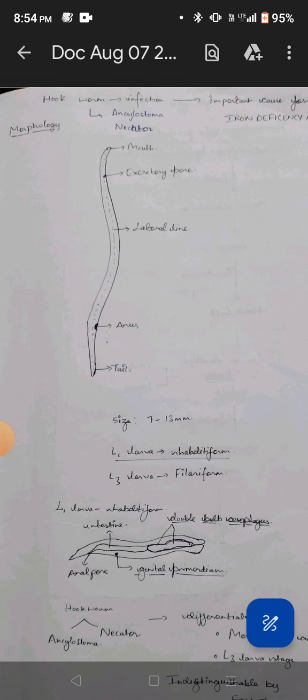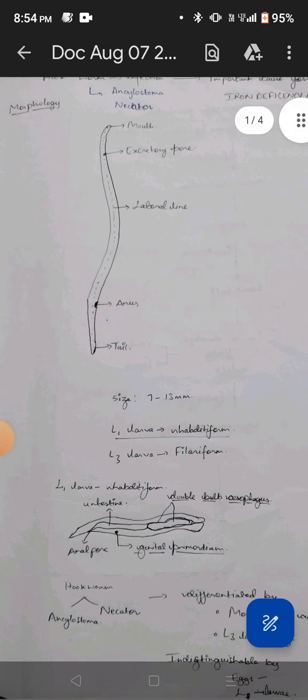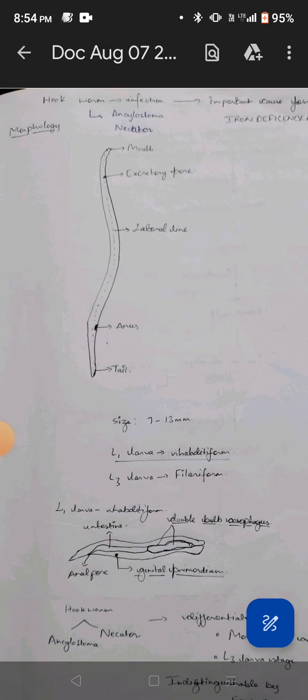Morphology of hookworm. It consists of a mouth, excretory pore, lateral line, anus, and tail. Sex of hookworm can be distinguished, that is, both male and female hookworm can be found. The size of hookworm is about 11 to 13 millimeter long, and the L1 larva stage of hookworm is called rhabditiform larva. The L3 larva stage of hookworm is called filariform larva.